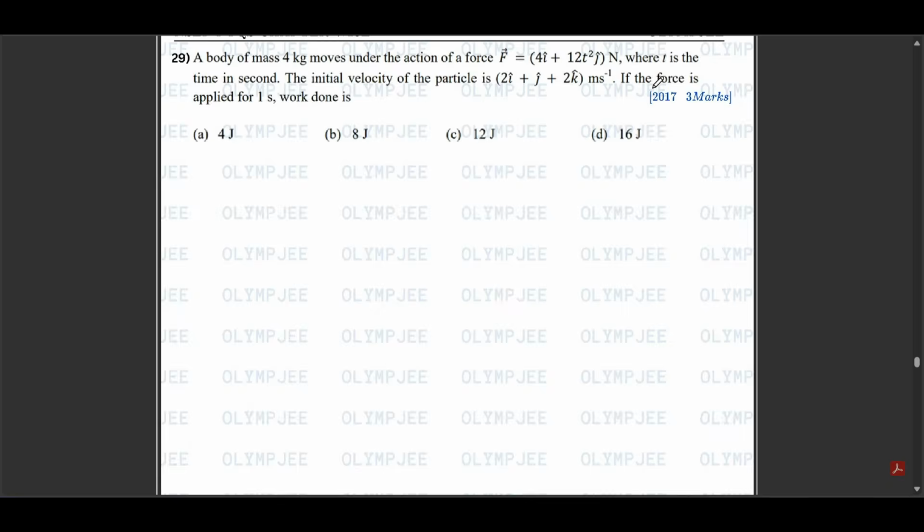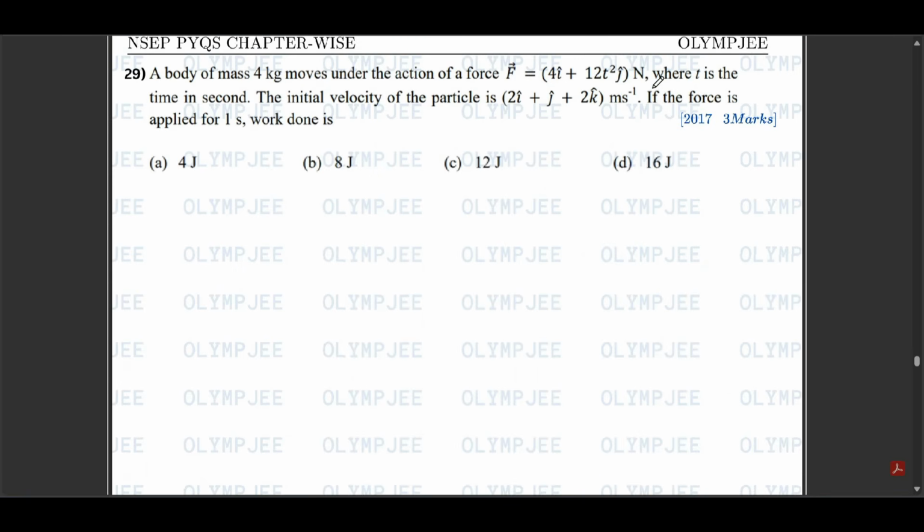Question 29 says a body of mass 4 kg moves under the action of a force 4 i cap plus 12 t square j cap newtons, where t is the time in seconds. The initial velocity of the particle is 2 i cap plus 1 j cap plus 2 k cap meters per second. If the force is applied for 1 second, then we have to find the work done.